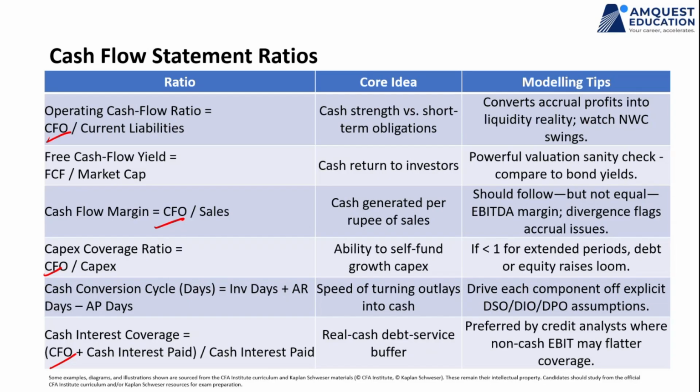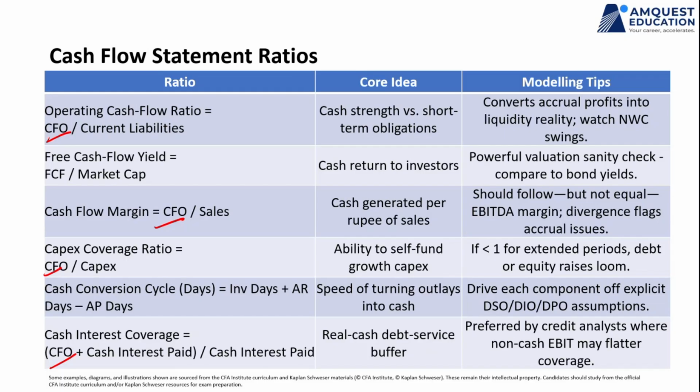So these cash flow ratios indicate different concepts. The first one, cash flow from operations divided by current liabilities, helps us understand the cash strength in the short term versus short-term obligations. Free cash flow yield shows the return generated. The higher the free cash flow, the more returns the company is going to generate for the shareholders. So people calculate this as a ratio: free cash flow divided by market cap. Cash flow margin is calculated like other margins, EBIT by sales, EBITDA by sales, similarly CFO by sales.